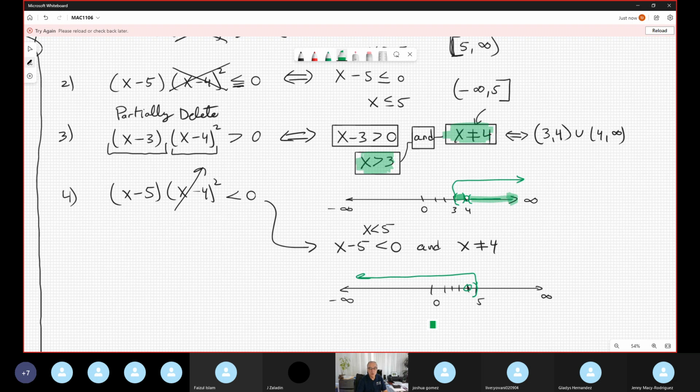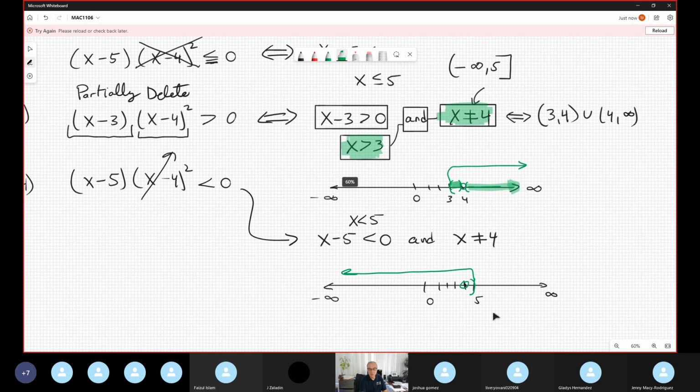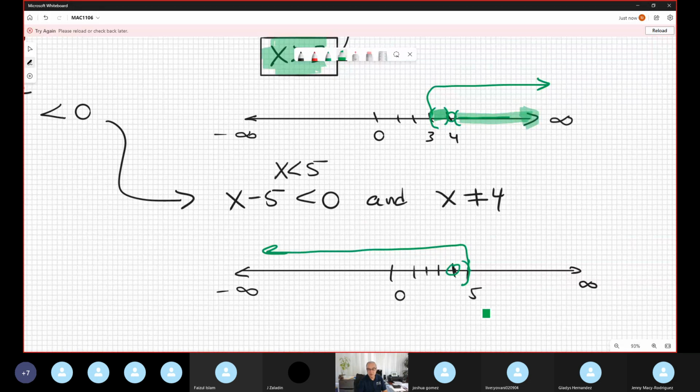Therefore, my solution is, again, two pieces. That small piece, and this big piece, which is infinity, by the way. So the answer is from negative infinity to 4, union 4 to 5. Final answer. Good.